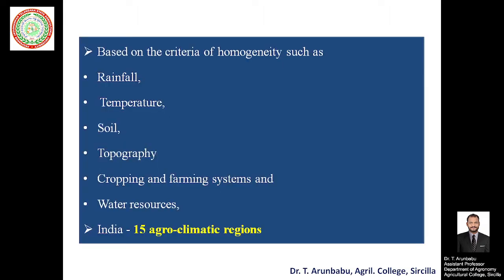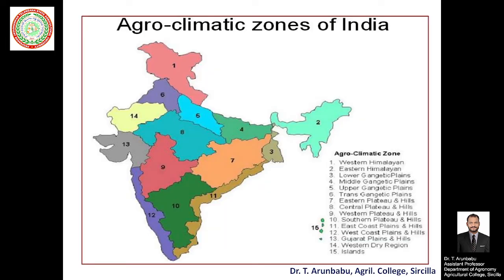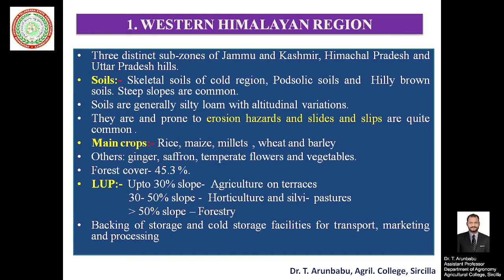So based on the criteria of homogeneity such as rainfall, temperature, soil, topography, cropping and farming systems and water resources, India has been divided into 15 agro-climatic regions. So one by one we are going to discuss here. And coming to the first one, Western Himalayan region.